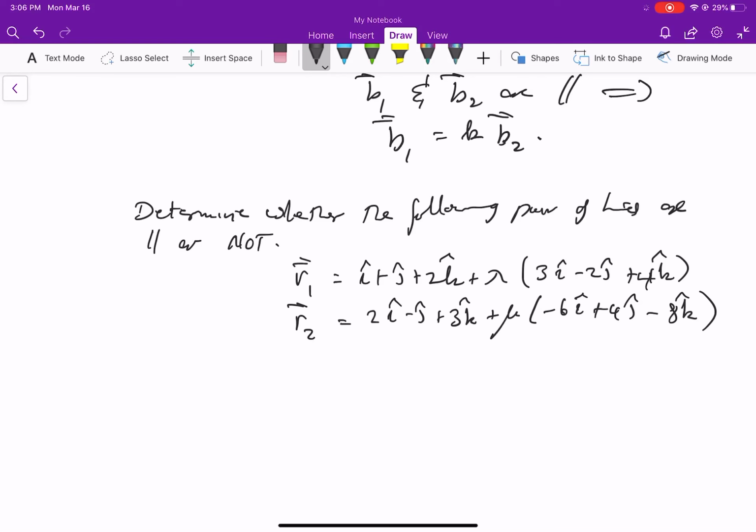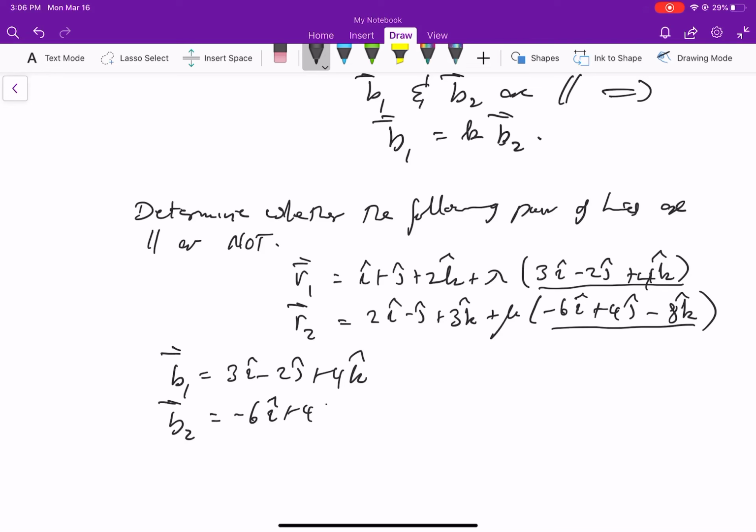So what we're going to do is we're going to isolate the b vectors, the direction vectors for each line. This is the direction vector for the first line. That's the direction vector for the second line. Let's call them b1 and b2 respectively. b1 is equal to 3i minus 2j plus 4k. b2 is equal to minus 6i plus 4j minus 8k.